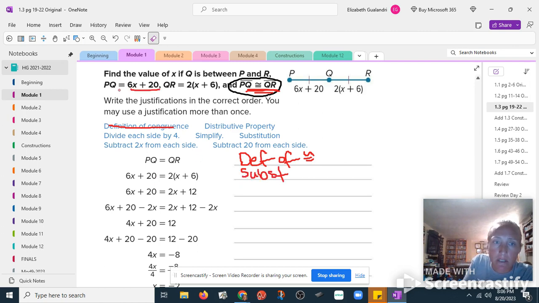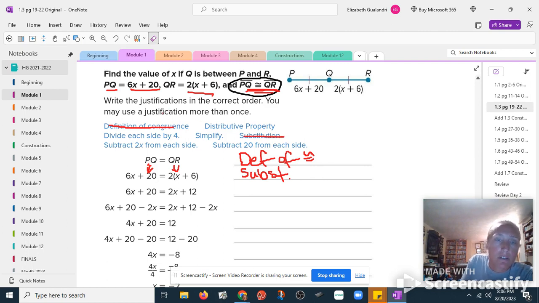So we were told 6x plus 20 was equal to PQ. So we substituted that in for the PQ. And then our QR we knew was equal to 2 times the quantity of x plus 6. So we substituted that in. Now, if you are going to abbreviate substitution, do not do SUB because that is subtraction for us, or it's a confusion. So make sure you get to at least SUBS. I don't know why I always go to the T, but I do. So substitution is what we have there.